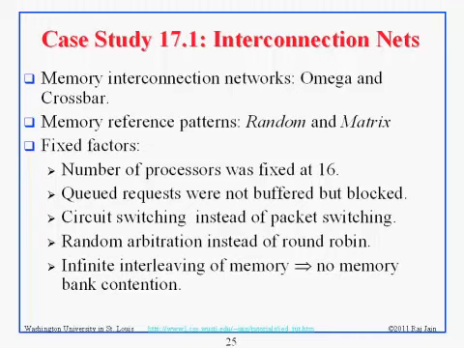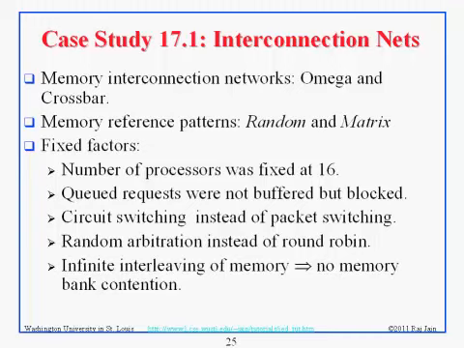Alright? And they have two different memory reference patterns, random and matrix. So, interconnection networks have to be evaluated. They have to figure out which one is better, for which they need to worry about the memory reference pattern, and they selected two, random and matrix. Now, there were several other factors that they fixed.